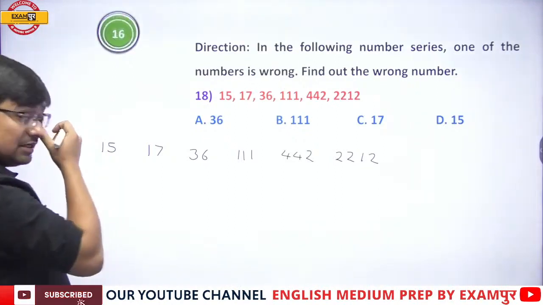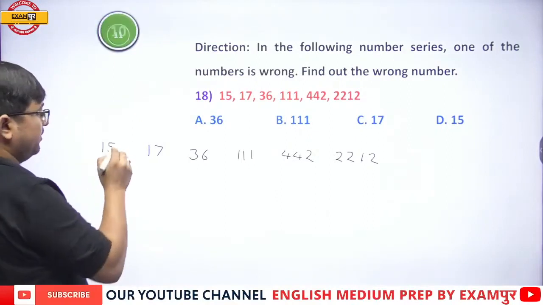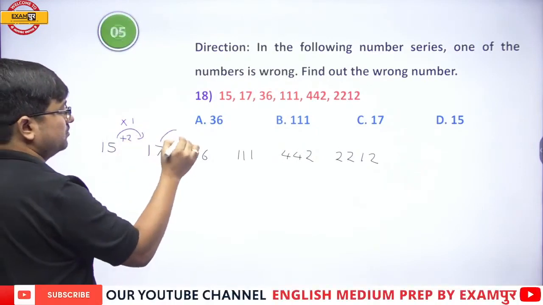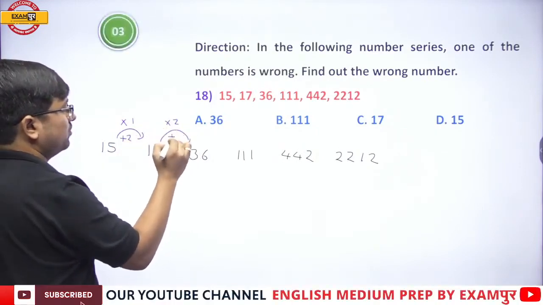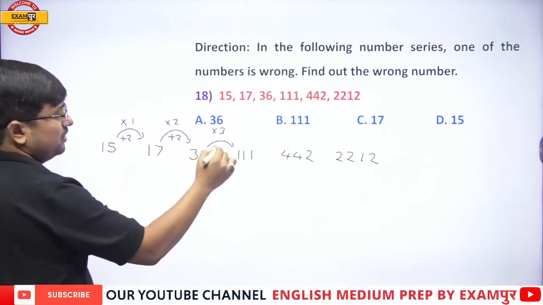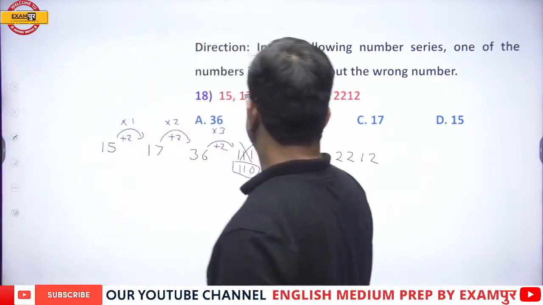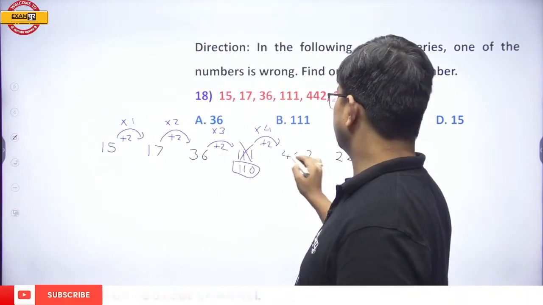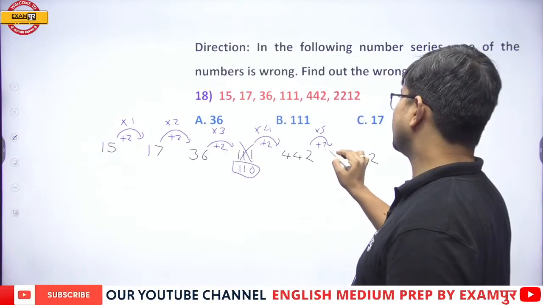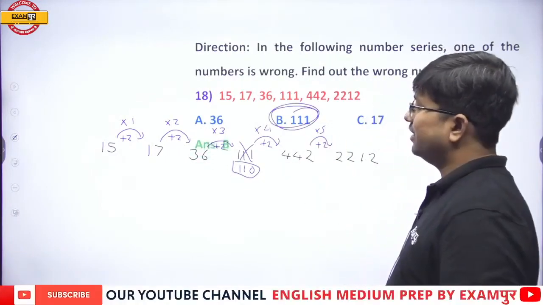Okay, now see, what is happening over here, guys? See. 15 ones are 15 plus 2. 17 twos are 34 plus 2. 36 threes are 108 plus 2 will be giving you 110. Now, 110 into 4, 440. Plus 2, 442 into 5, 2210, plus 2. So basically here the wrong term is this. In place of that, 110 should be there.